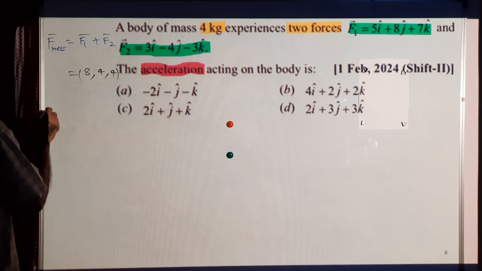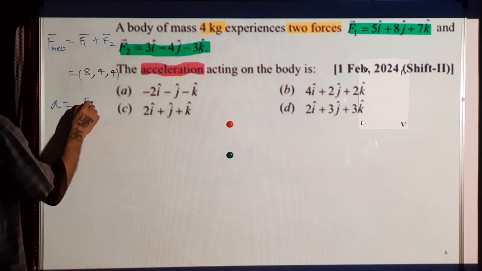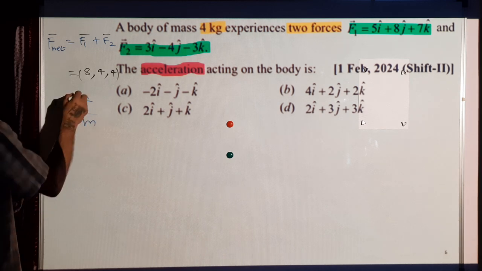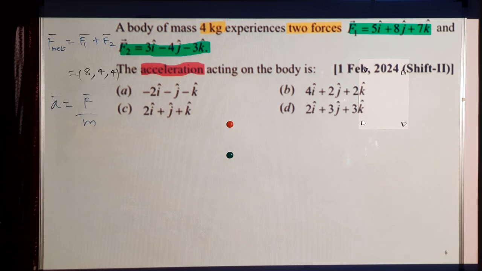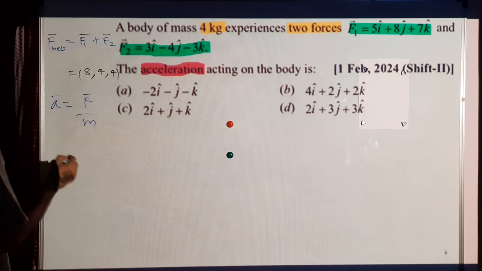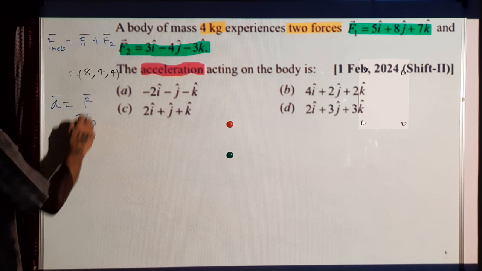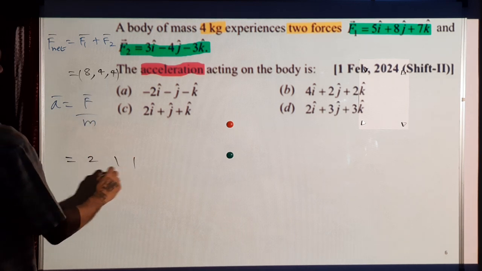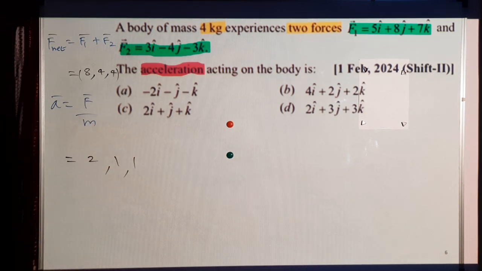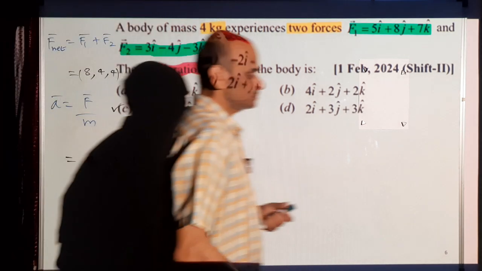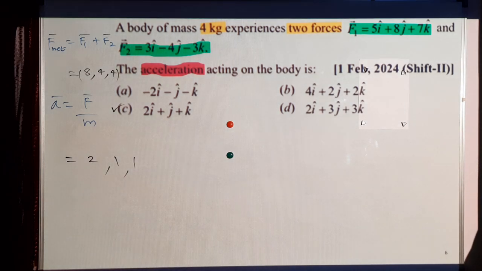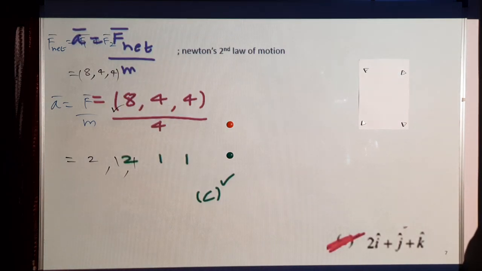So acceleration is force by mass. Force is a vector, acceleration is a vector. This is Newton's second law. And mass is 4 kg. So this divided by 4. So 2, 1, 1. 2 i cap, 1 j cap, 1 k cap. C is the correct answer.